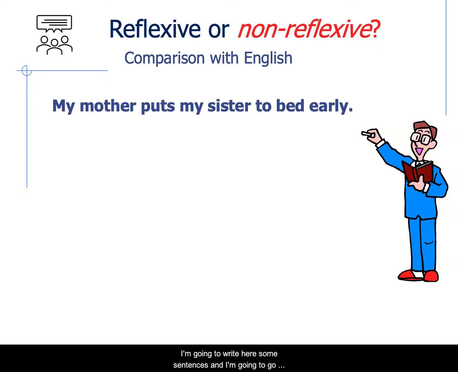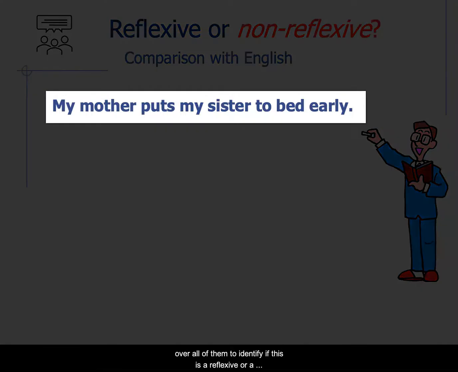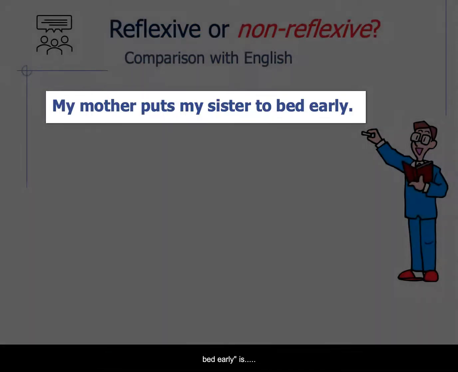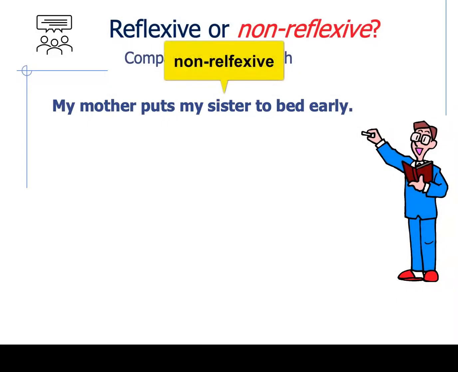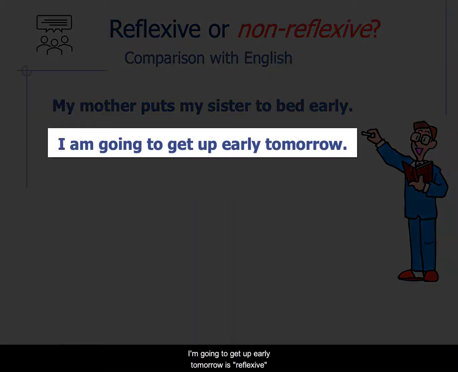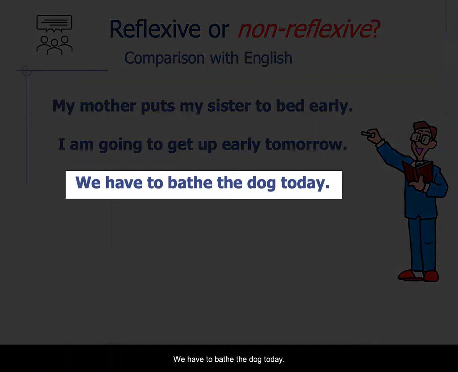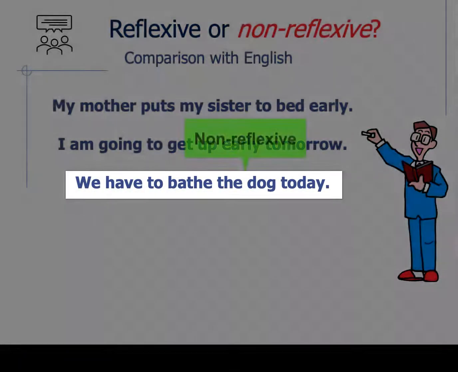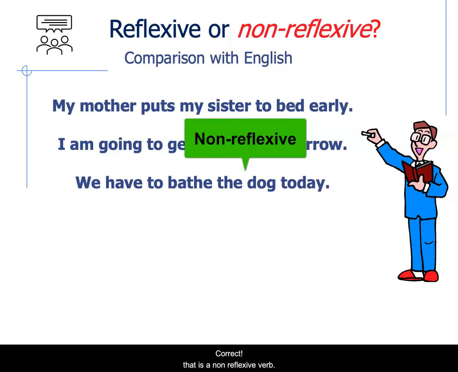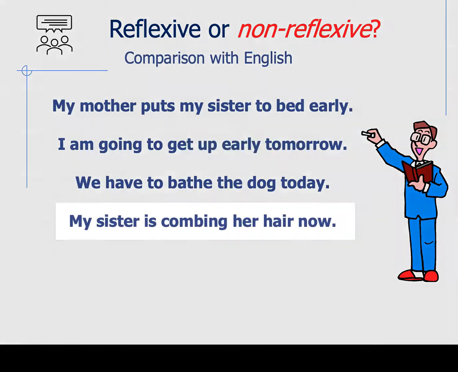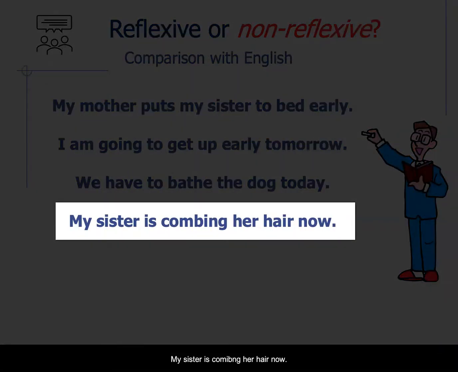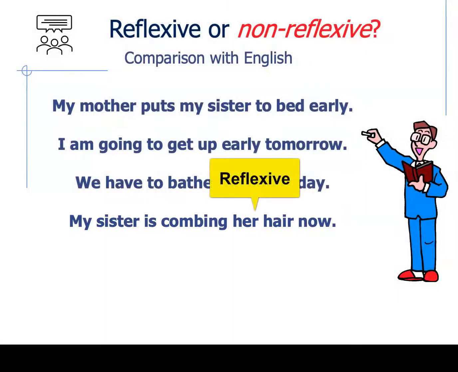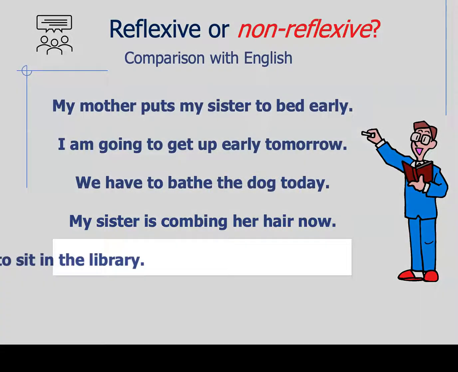I'm going to write here some sentences, and I'm going to go over all of them to identify if this is a reflexive or a non-reflexive verb. My mother puts my sister to bed early is correct, a non-reflexive verb form. I'm going to get up early tomorrow is reflexive. We have to bathe the dog today. Correct. That is a non-reflexive verb. My sister is combing her hair now. Yes, that is a reflexive verb.